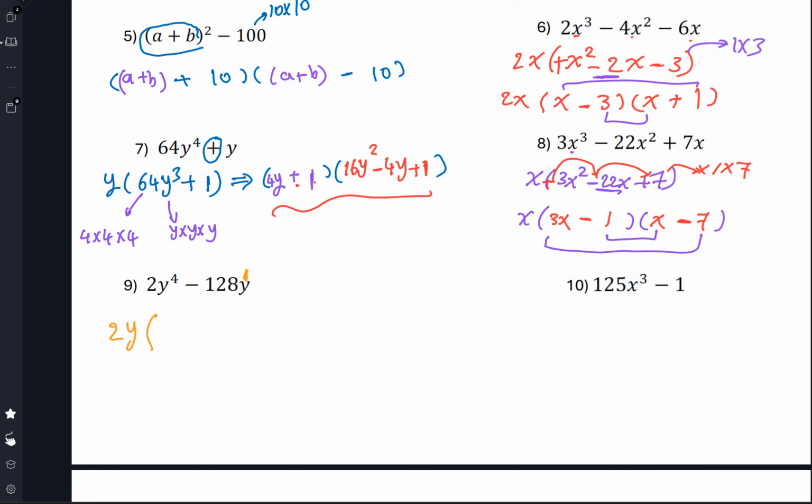2 divided by 2 equals 1. Y power 4 divided by y equals y power 3. Minus. Y divided by y equals 1. 128 divided by 2 equals 64. Students, this is again not a difference between 2 squares? Yes.